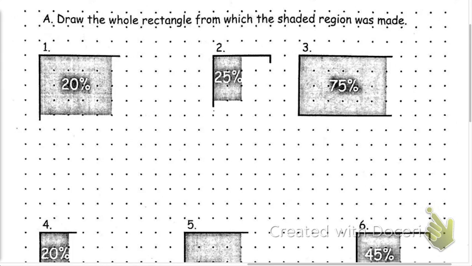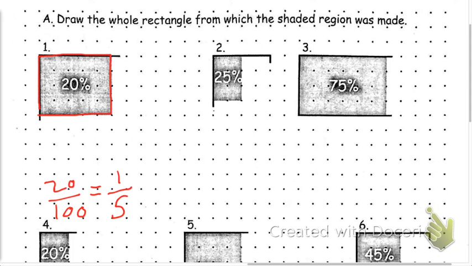Alright, this assignment says to draw the whole rectangle from which the shaded region was made. First you need to find out the correct fraction. So 20% is the same as 20 out of 100. That's what percent means. If you reduce this, it's the same as 2/10, which is the same as 1/5. So 1/5. So this is 1 out of 5.